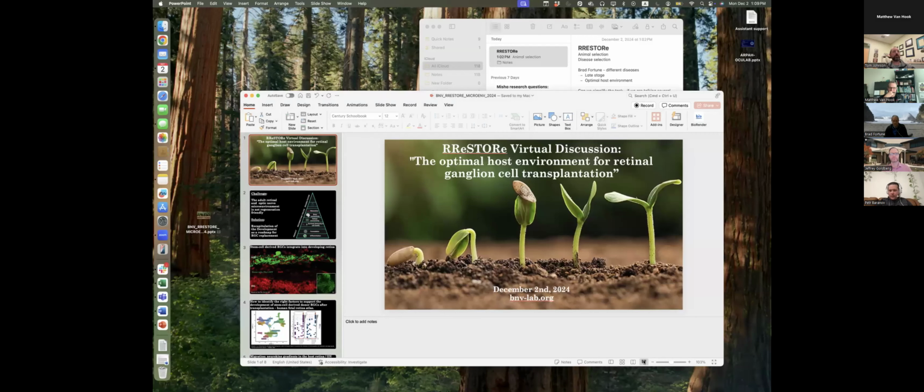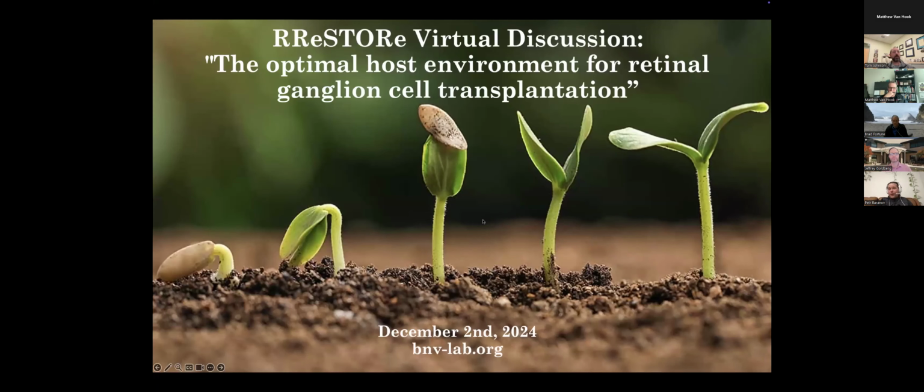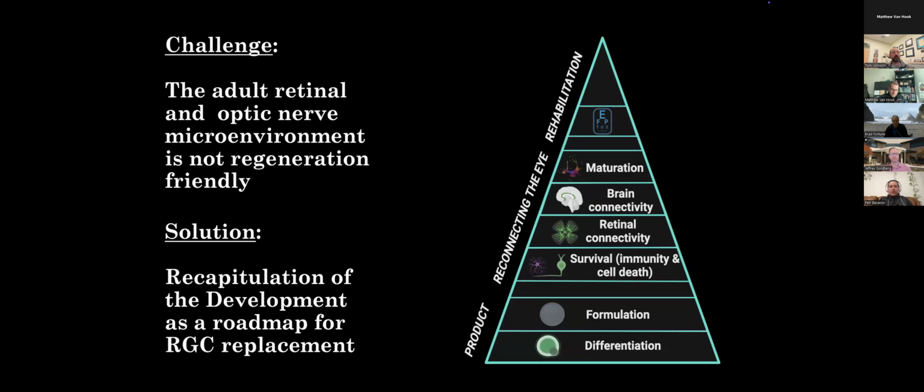Okay. Yeah, and it's great to follow up on the presentations from Brad, Jeff, and Tom, and discuss what we are doing in the group and what's the direction that we're exploring when it comes to making the optimal host microenvironment for retinal ganglion cell replacement.